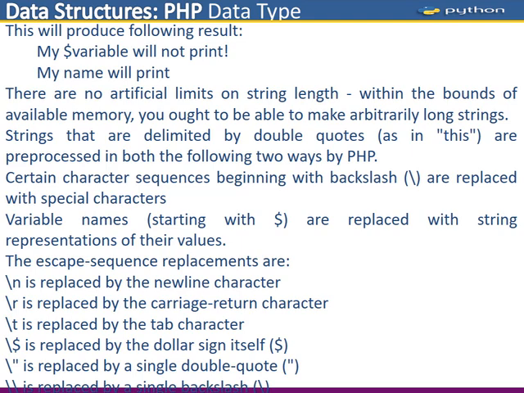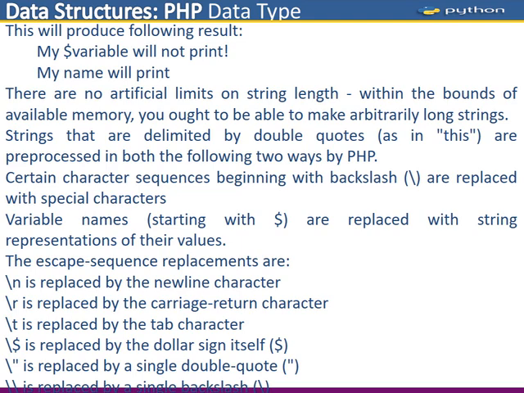So there is no artificial limit on string length within the band of available memory. We ought to be able to make arbitrarily long strings that are delimited by double quotes. Double quote strings are preprocessed in both of the following two ways by PHP. Certain character sequences beginning with / are replaced with special characters, and variable names starting with $ are replaced with the string representation of their value. So we have the sequence replacement.